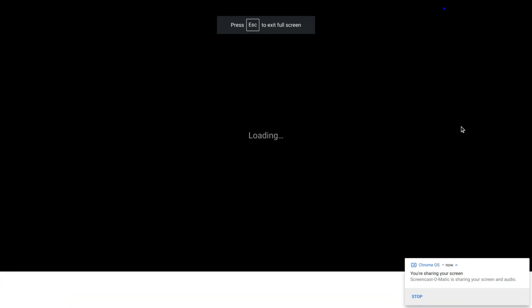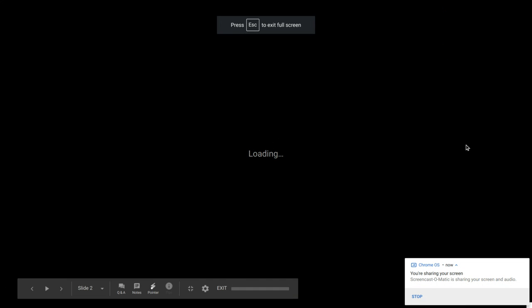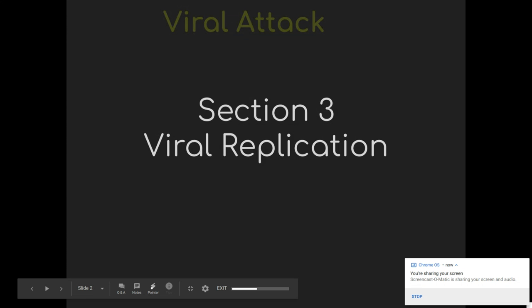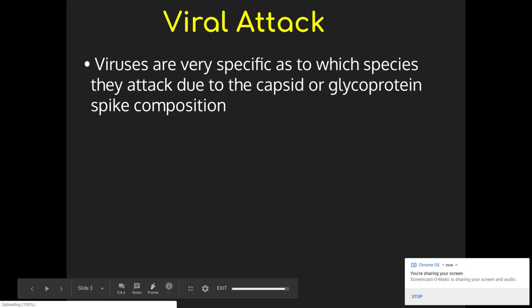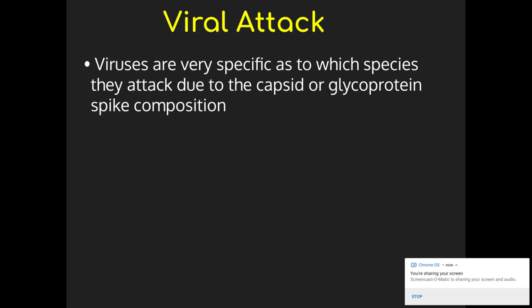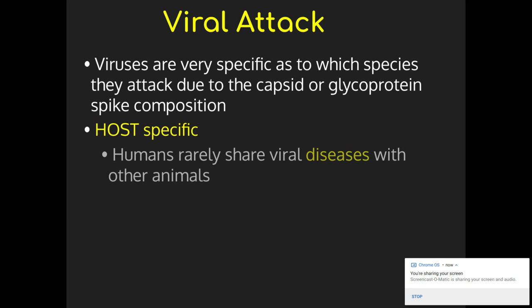Hey guys, today we're going to talk about viral replication, so how do viruses actually replicate. If you remember, viruses only attack specific cell types, and that's because of the outer membrane and usually due to the capsid or the glycoprotein composition. So depending on what kind of capsid they have or what kind of glycoproteins, it's going to determine what kind of host cell they have. Okay, so that goes back to host specificity.